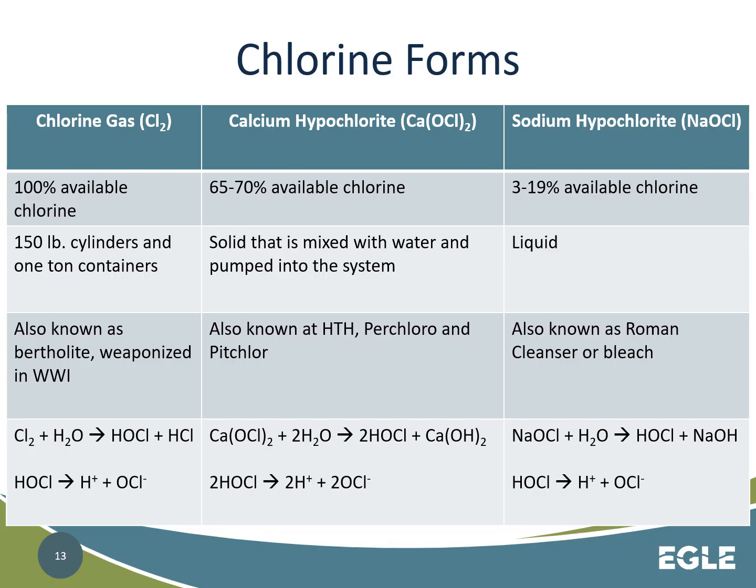So when you say chlorine is 70% available by weight, that means that in calcium hypochlorite, if you weigh 100 pounds of this solid, 70% of that will be the pure chlorine. Pure chlorine ion. That's what is meant by available chlorine by weight. Sodium hypochlorite is a liquid, comes in concentrations, and it really varies, 3 to 19%.